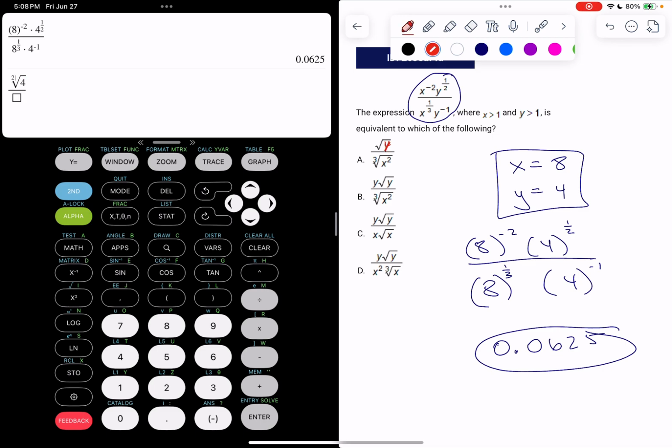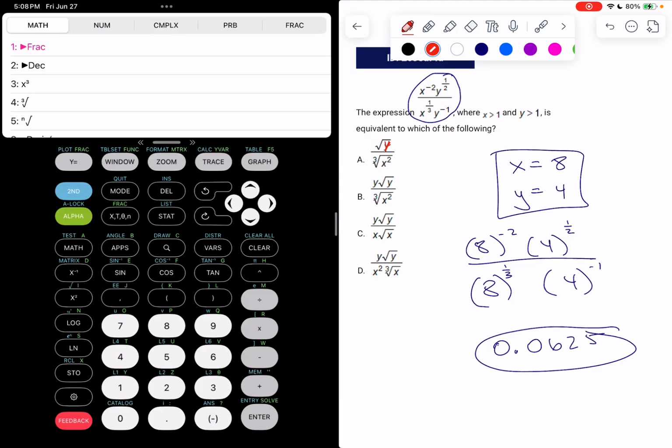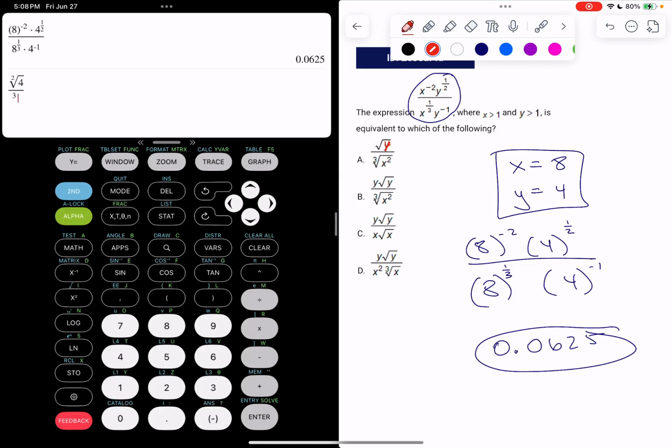And then in the denominator, I'm going to go back to my math button. And I'm going to grab, this time, the cube root. Oh, no, that's cube, not cube root. I'm going to go back to my math button. I'm going to grab my cube root of x, which is 8. I'm going to square it. I'm going to hit enter.